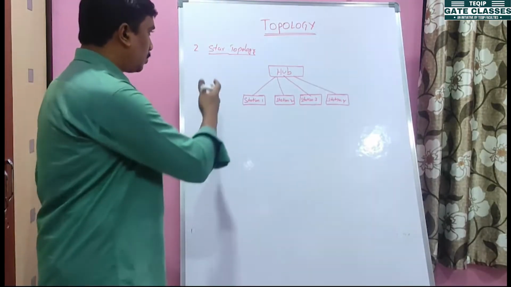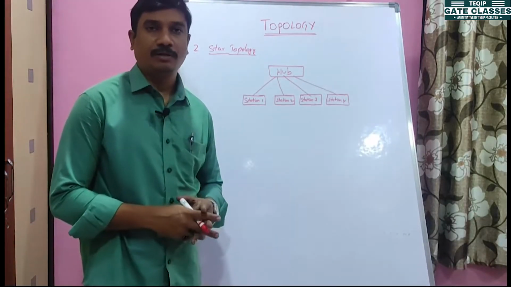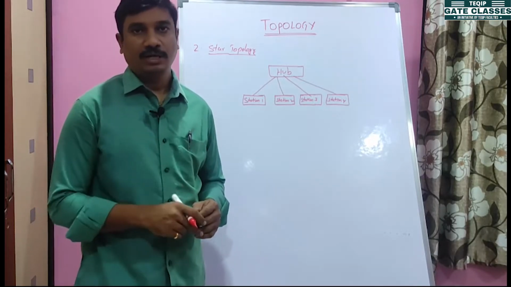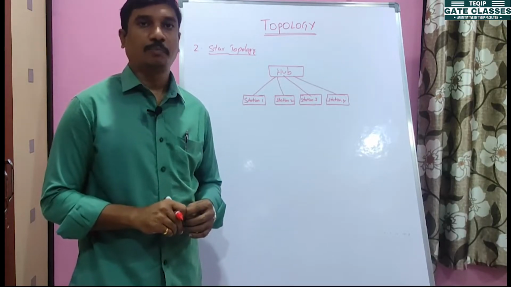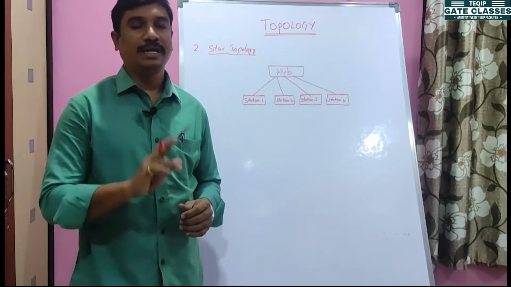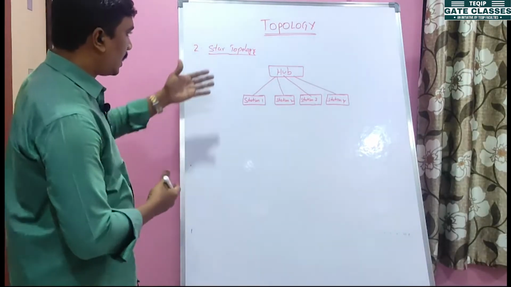Coming to the next one, the star topology. What are the disadvantages of the previous one, the mesh topology? The main one is the cabling. The second one is that whenever the cables or ports increase, the size also increases. Those are the two main drawbacks of mesh topology. That is overcome in the star topology.